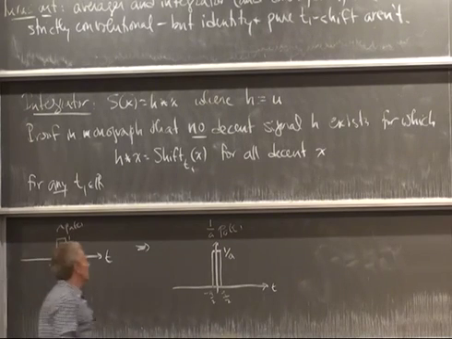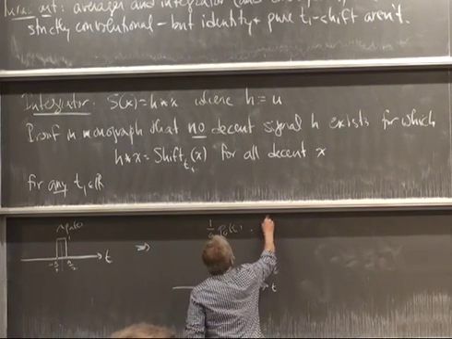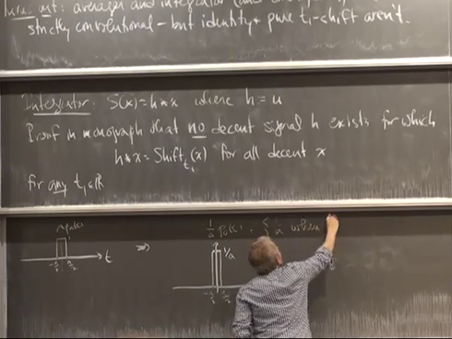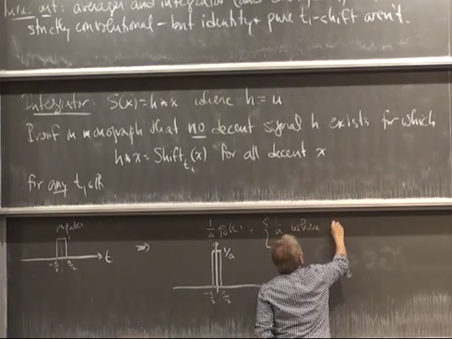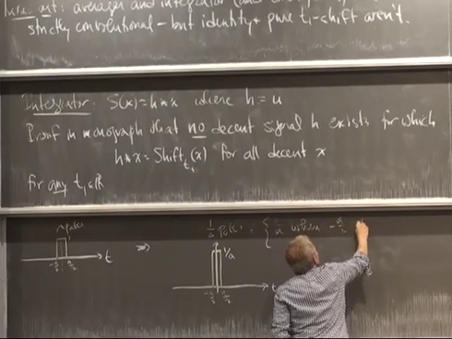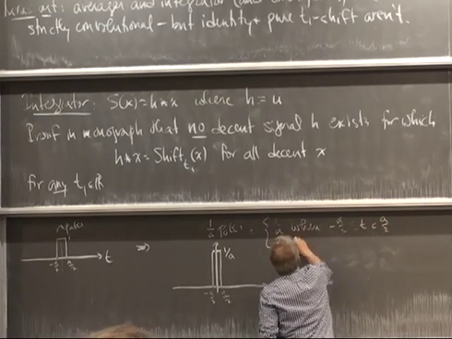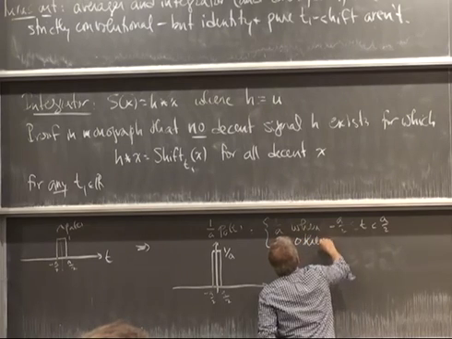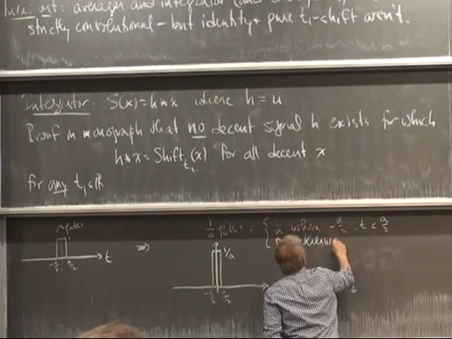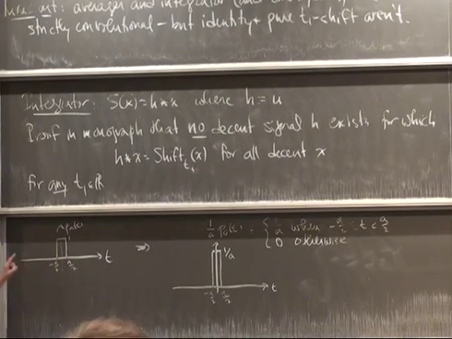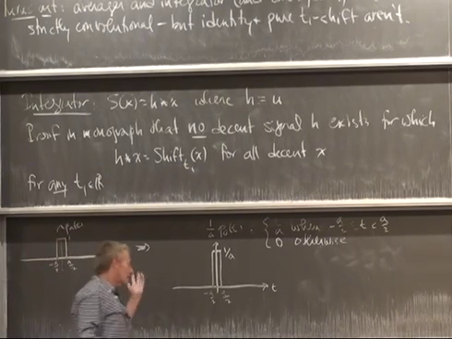So 1 over a P_A of t equals 1 over a when, say, minus a over 2 is less than or equal to t less than a over 2. And again, it doesn't really matter what's happening right at the corners. And otherwise, it's equal to 0. Okay, so we're going to use this as the input signal. And we're actually going to vary a, as you might imagine.